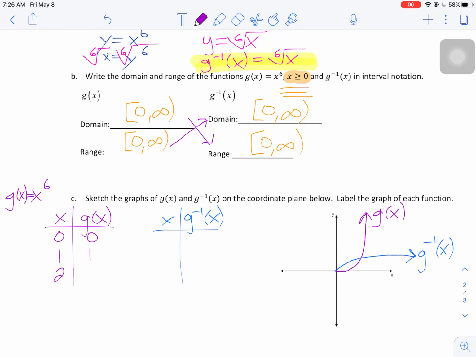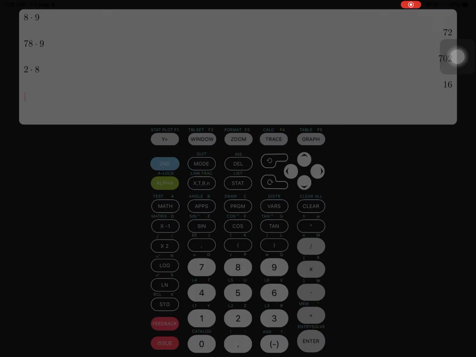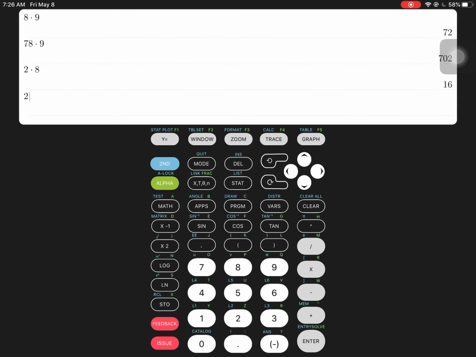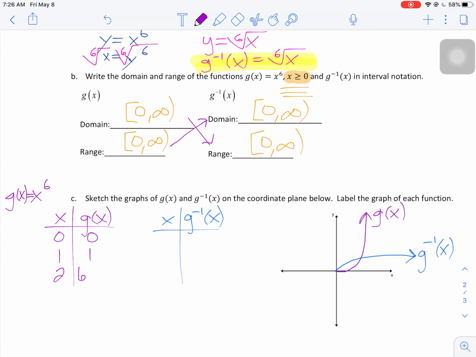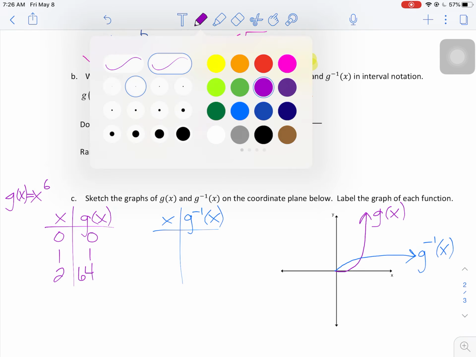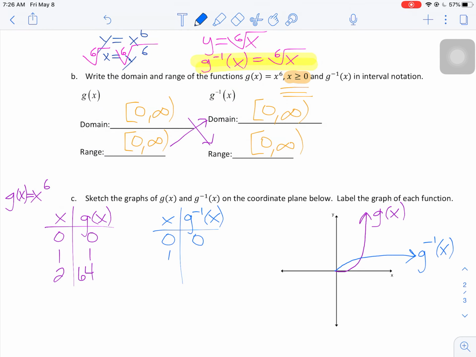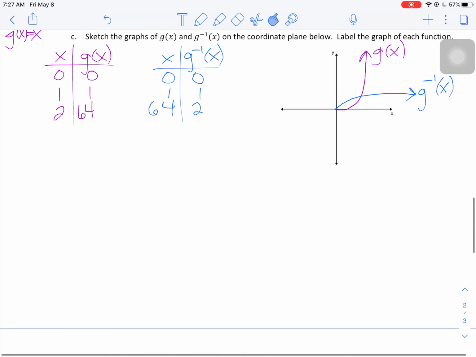Let me double check that, make sure I'm not making that up. So 2 to the 6th power, yep, 64. Just making sure I wasn't making that up. So then when you do inverses, remember you just switch your x and y values. So 0, 0, 1, 1, 64, 2. So if you needed that to help you get your graph a little bit more accurate, use that to help you get your sketches of your graphs. And notice how I had to label both of my graphs. And then I believe that is it.